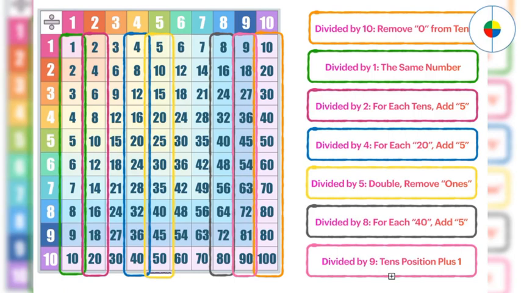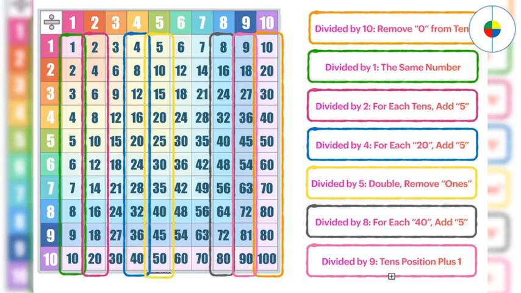Any number divided by 8: for each 40, you add 5. If the number is less than 40, divide by 4 then divide by 2. Any number divided by 9, the tens number plus 1 will be the result. 63 over 9 equals 7, 36 over 9 equals 4. Any number divided by itself, the result will be 1. If the dividend and the divisor look like 70 over 7, 40 over 4, etc., the result will be 10.